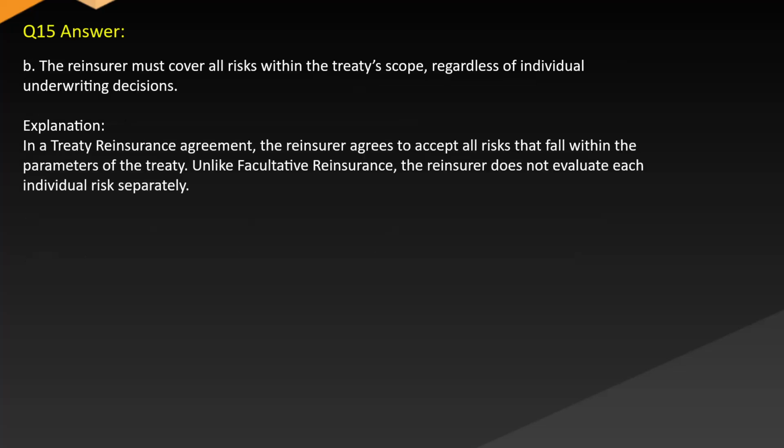Answer B. The reinsurer must cover all risks within the treaty's scope regardless of individual underwriting decisions. Explanation. In a treaty reinsurance agreement, the reinsurer agrees to accept all risks that fall within the parameters of the treaty. Unlike facultative reinsurance, the reinsurer does not evaluate each individual risk separately.